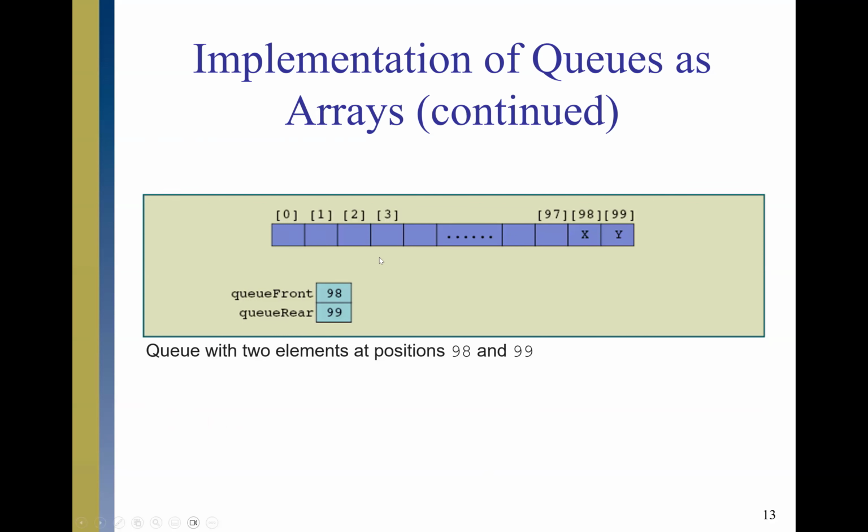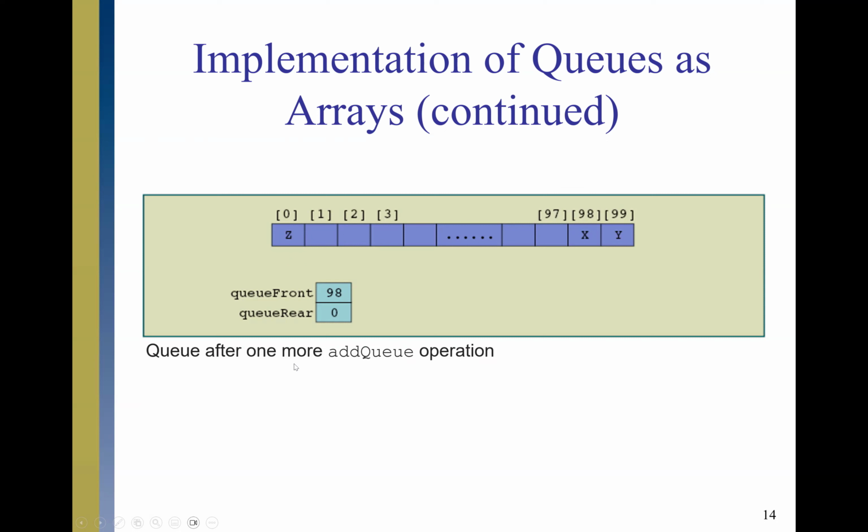So that's the example here again. From 0 to 97 is empty, but we have X and Y. So now the front becomes X and the rear becomes Y, or 98 and 99. From 0 all the way to 97 is empty. So the best way to solve this problem again is using a circular array.